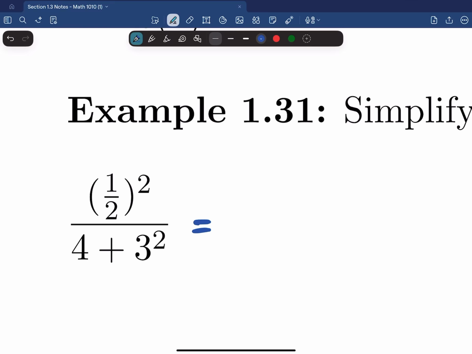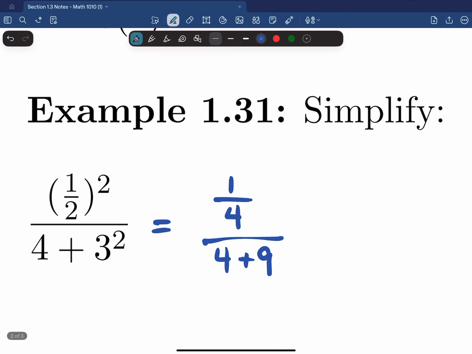Now, when you raise a fraction to an exponent, you apply the exponent to the numerator and the denominator. So 1 squared is 1 and 2 squared is 4. And that's divided by, well, 4 plus 3 squared, 4 plus 9. Let's simplify the bottom further. So I have 1/4, and that's divided by 13.